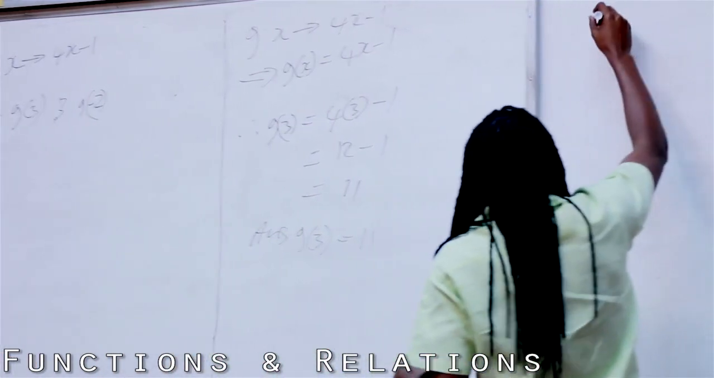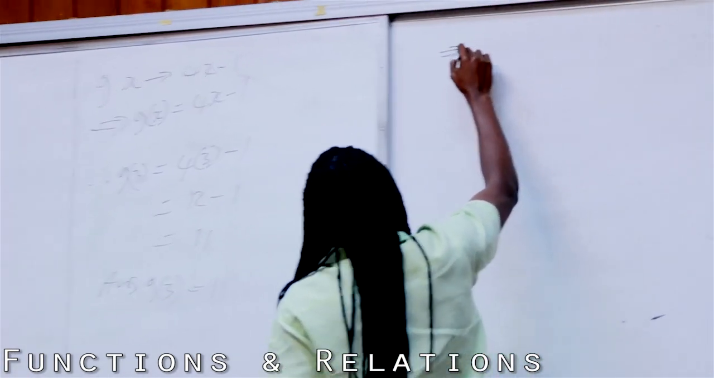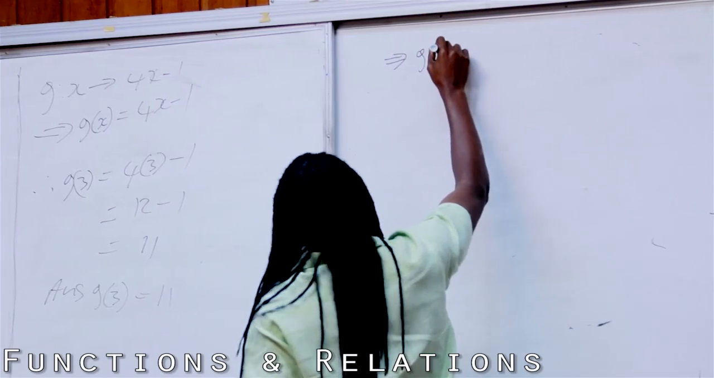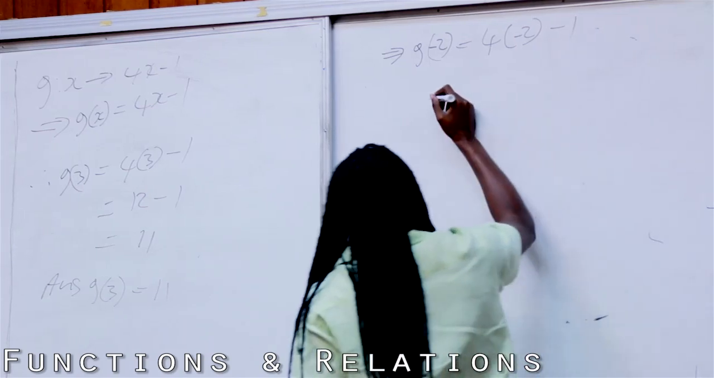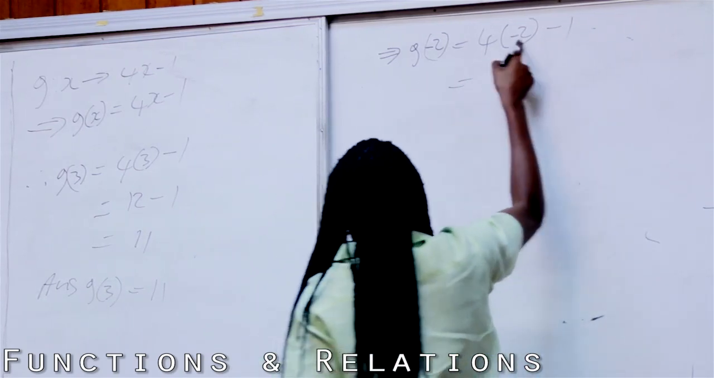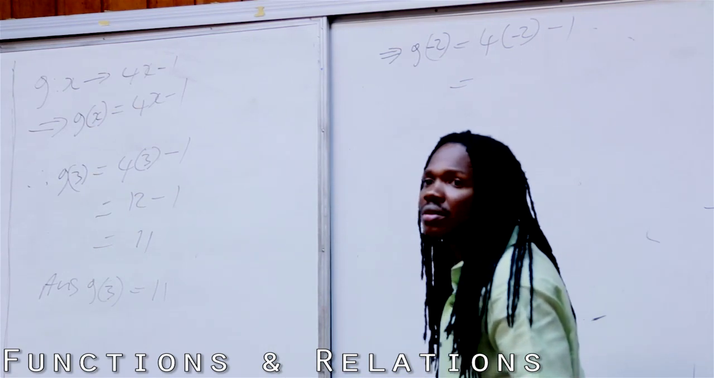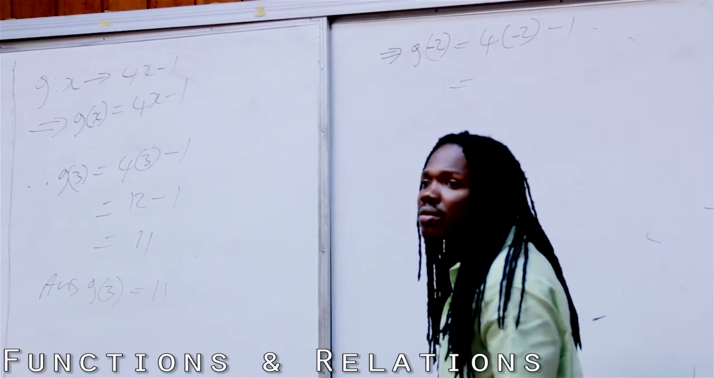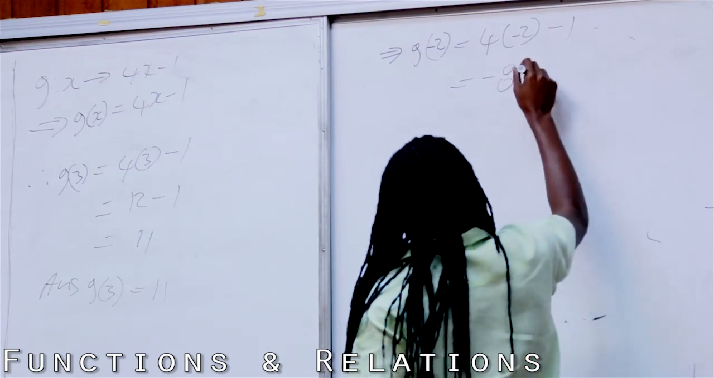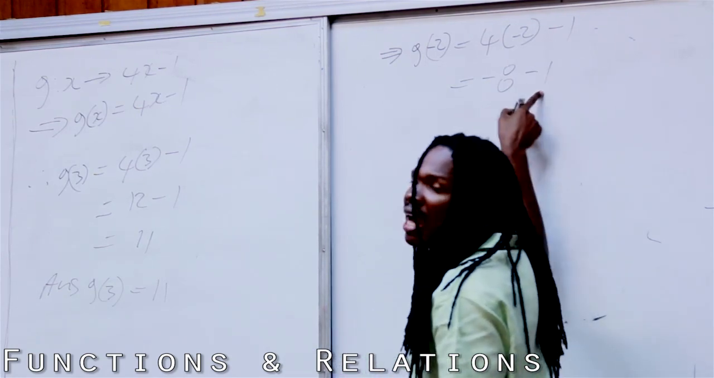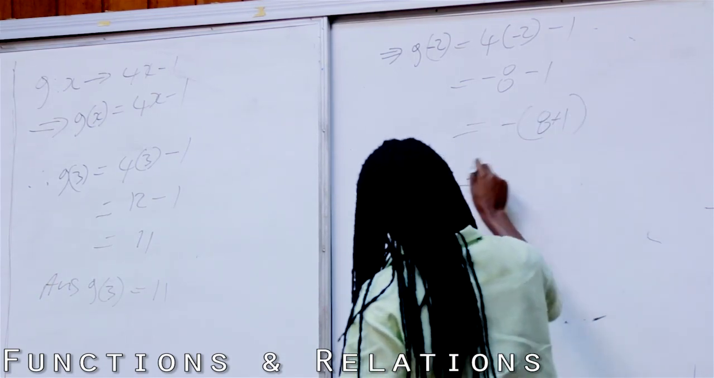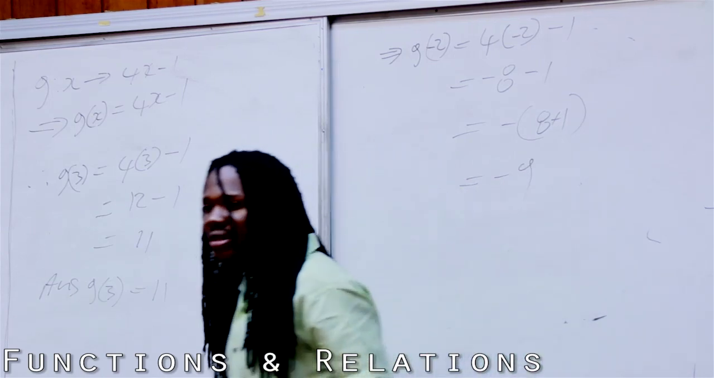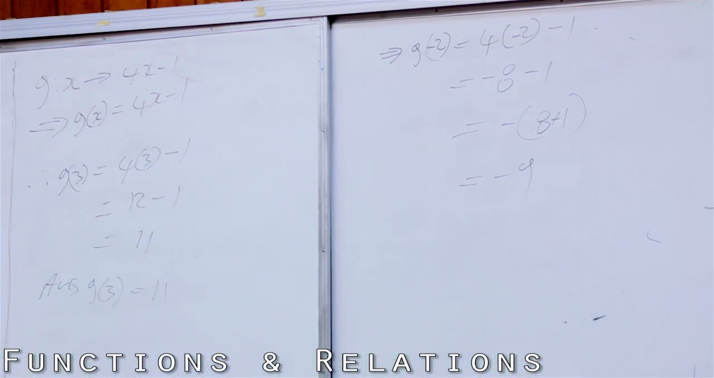Because there's no time to guess. This implies g(minus 2) equals 4 bracket minus 2 minus 1. Equals 4 times negative 2, minus 8 minus 1. When minus in front and minus in the middle, minus bracket 8 plus 1. Put that in my calculator and tell me.